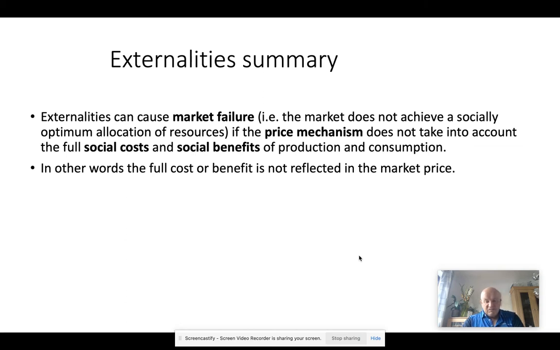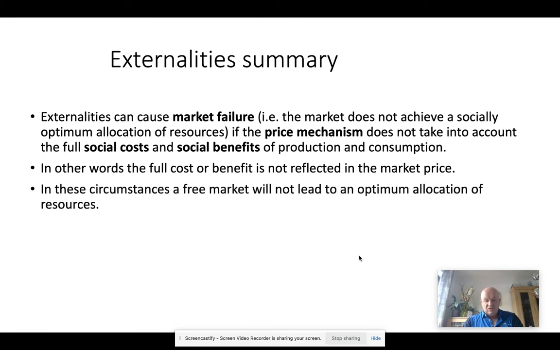So, what's that meaning? If we try to put it in simple terms, it means that the full cost or the benefit is not reflected in the market price that is being charged. And in those scenarios, clearly the free market will not lead to an optimum allocation of resources. So these externalities will create an issue where there is a form of market failure.